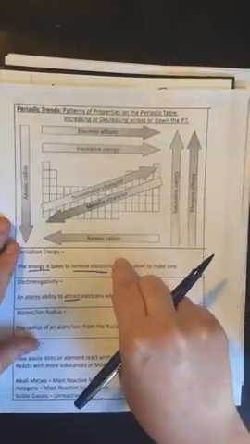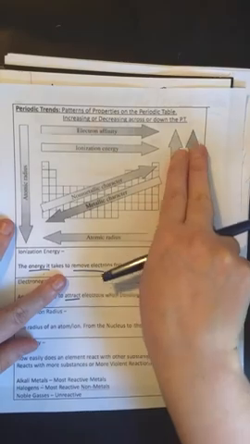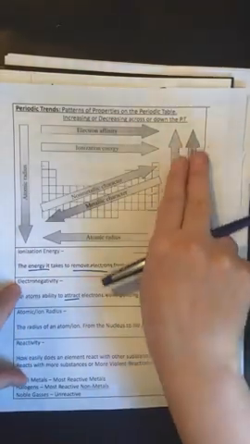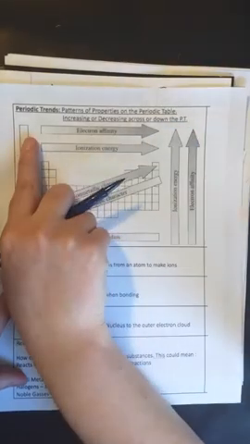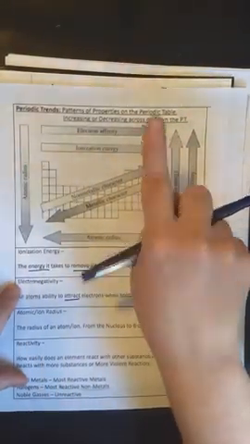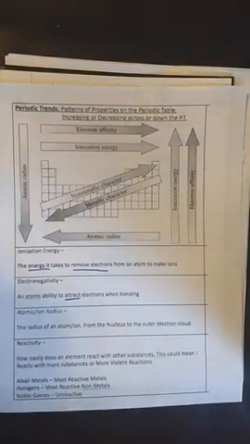So when we look at these trends, they actually go together because they're both related to those electrons. So as we go up the periodic table, ionization energy and electronegativity increase. As we go from left to right, they also increase. And this has to do with valence electrons.